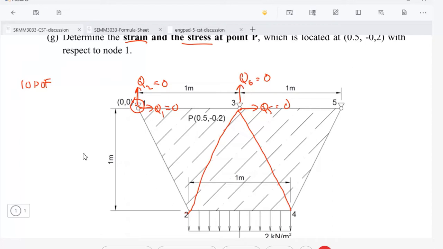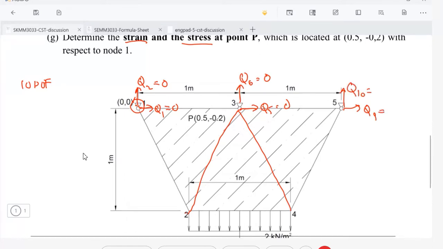Okay. Now, how about this one? Q9 and Q10. Same also. Okay. Now how about Q3 and Q4?